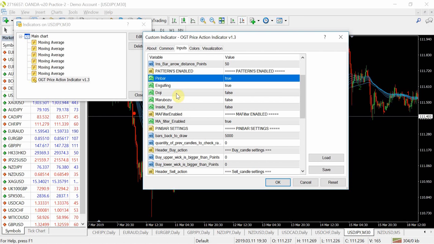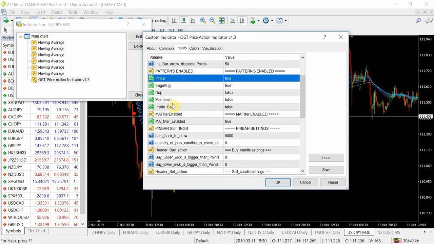For Doji and inside bars, they will show those patterns based on your criteria at any point because they are indecision kind of patterns, and therefore it doesn't really tell you whether it's going to go long or it's going to go short. So they work all the time.